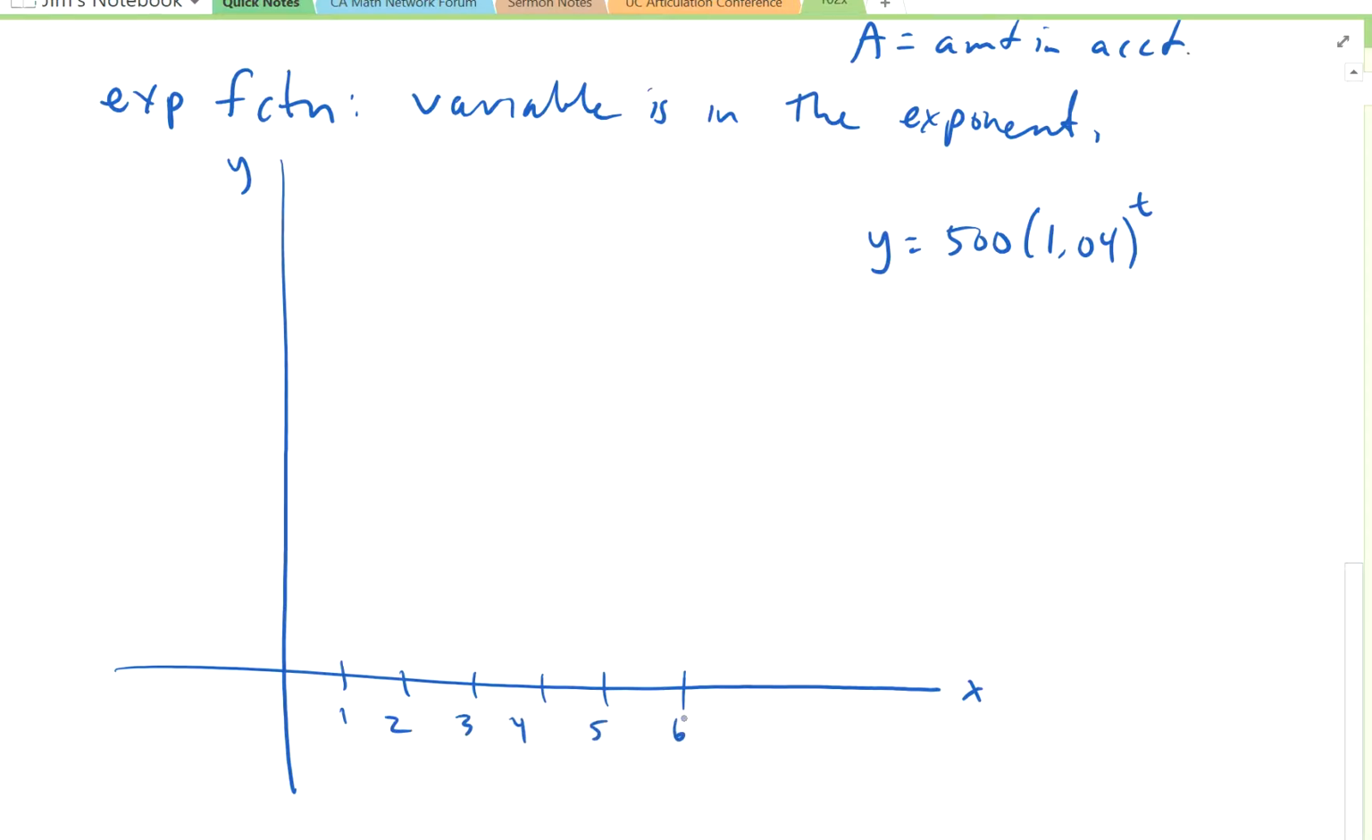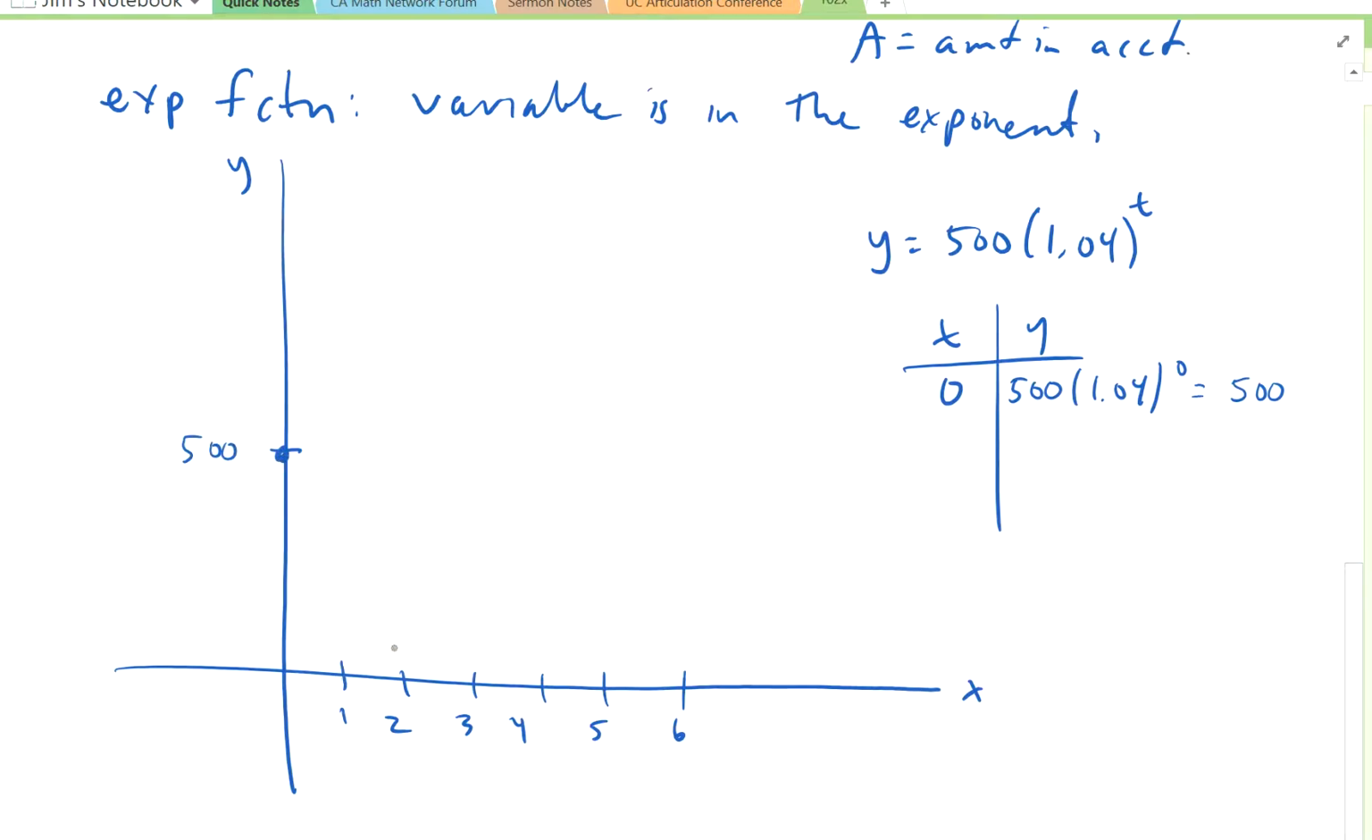Well, let's just do this. If t is 0, then we've got 500 times 1.04 to the 0. Remember, anything to the 0 power is 1. So that's 500. So we're just going to start here and go, there's 500.